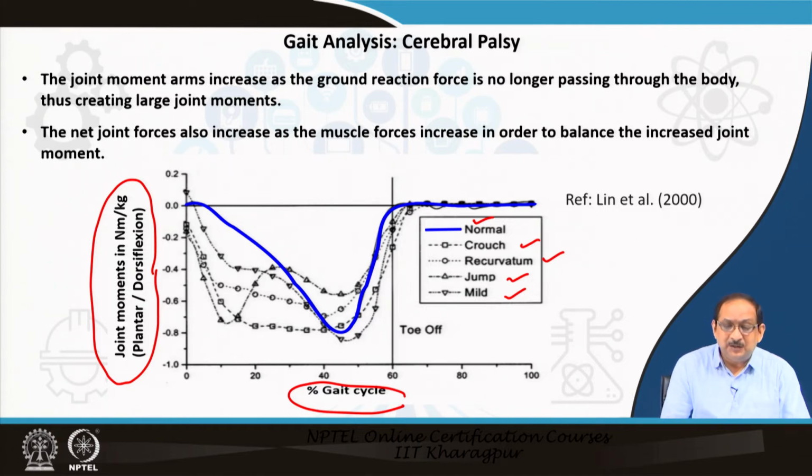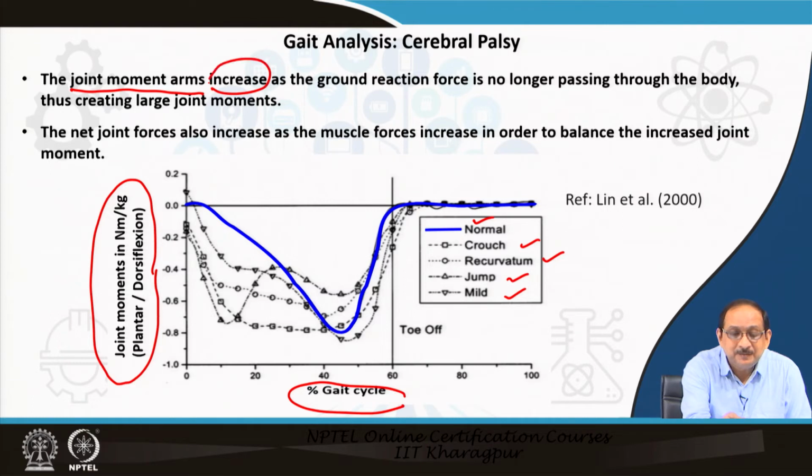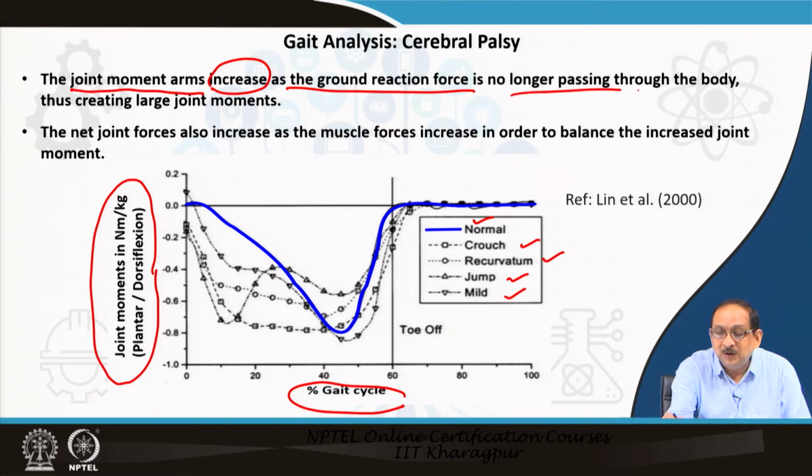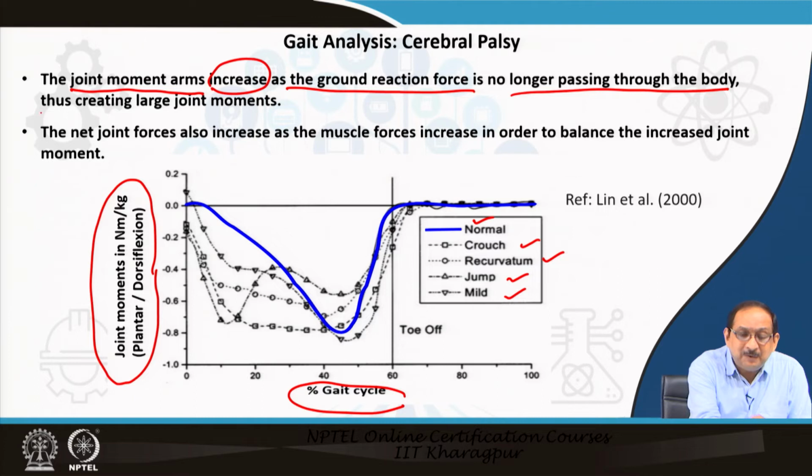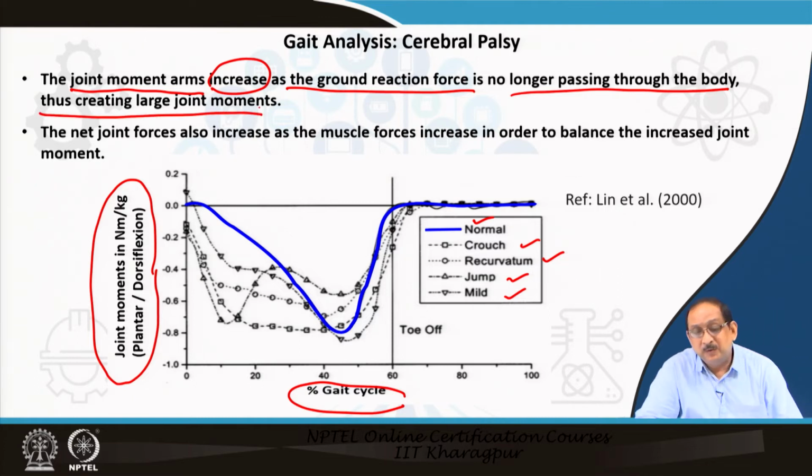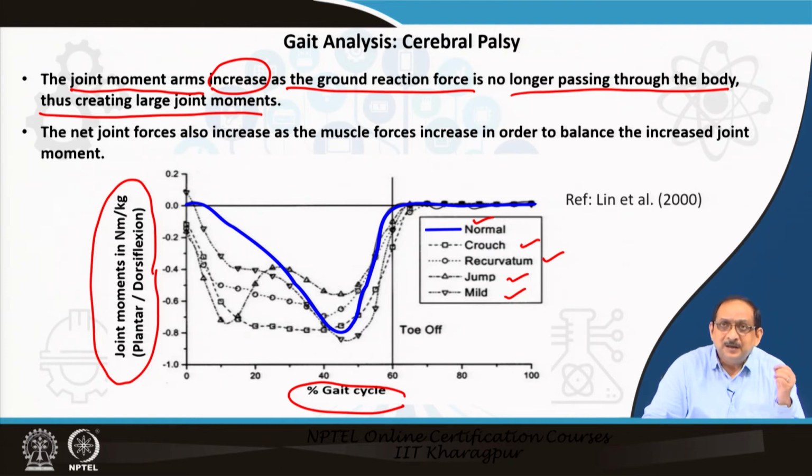This can be explained in the following way. The joint moment arms increase as the ground reaction force is no longer passing through the body, thereby creating large joint moments. We have discussed this earlier, the mechanics involved in the increase of joint moments.